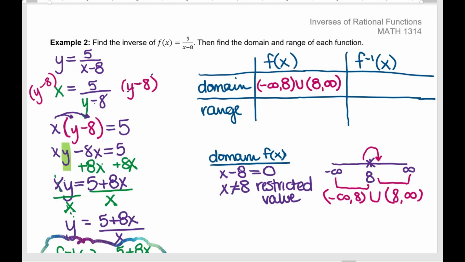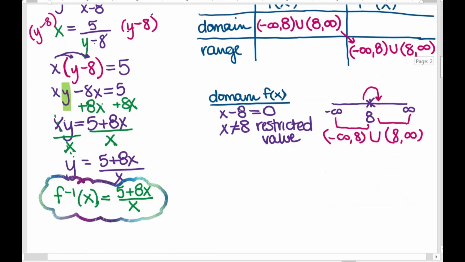And because we found the domain of the original, we found the range of the inverse. So the range of f inverse of x is negative infinity to 8, union 8 to infinity. Let's find the domain of the inverse.